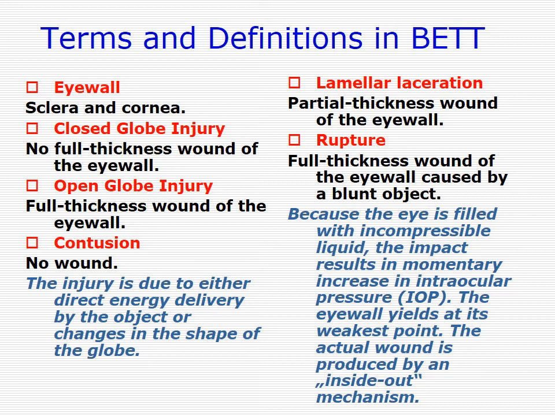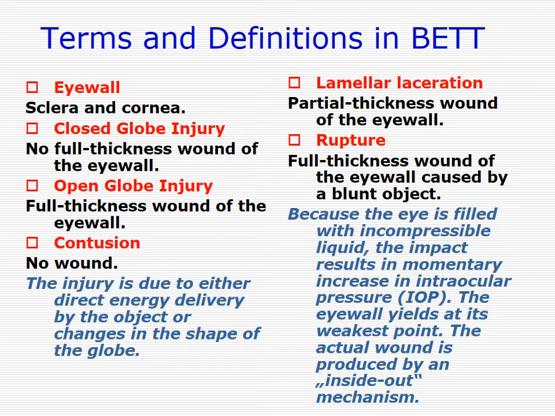We have some terms and definitions in eye trauma based on the Birmingham eye trauma terminology. The eye wall is the sclera and the cornea. We have closed globe injury, no full thickness wound of the eye wall. We have open globe injury, in which there is a full thickness wound of the eye wall. We have contusions, in which there is no wound. The injury is due to either direct energy delivered by the object or changes in the shape of the globe. We have lamellar laceration, a partial thickness wound of the eye wall.